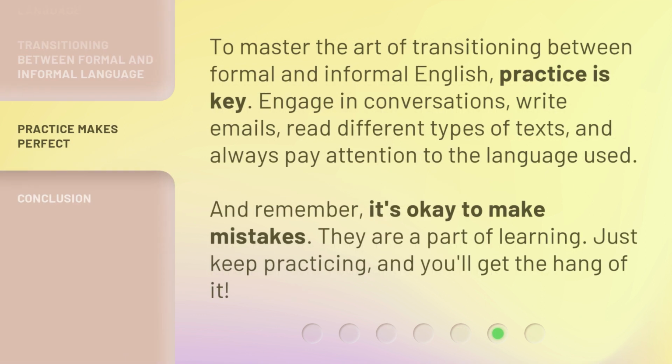To master the art of transitioning between formal and informal English, practice is key. Engage in conversations, write emails, read different types of texts, and always pay attention to the language used. And remember, it's okay to make mistakes. They are a part of learning. Just keep practicing, and you'll get the hang of it.